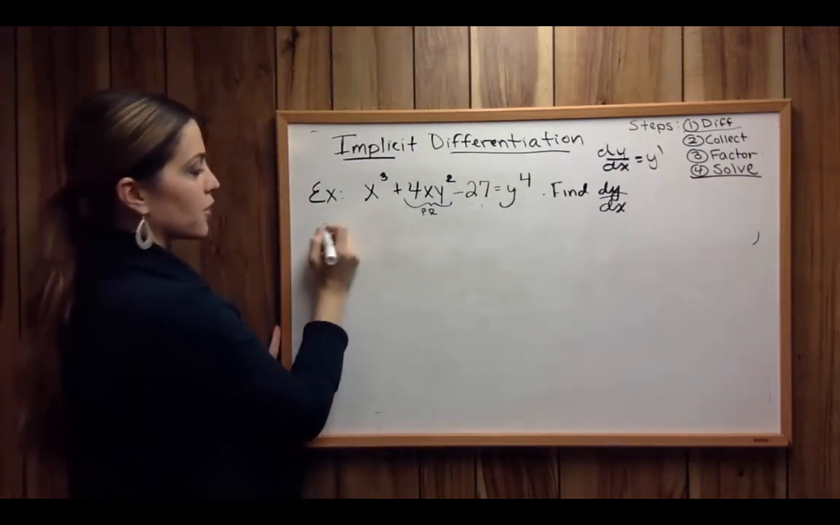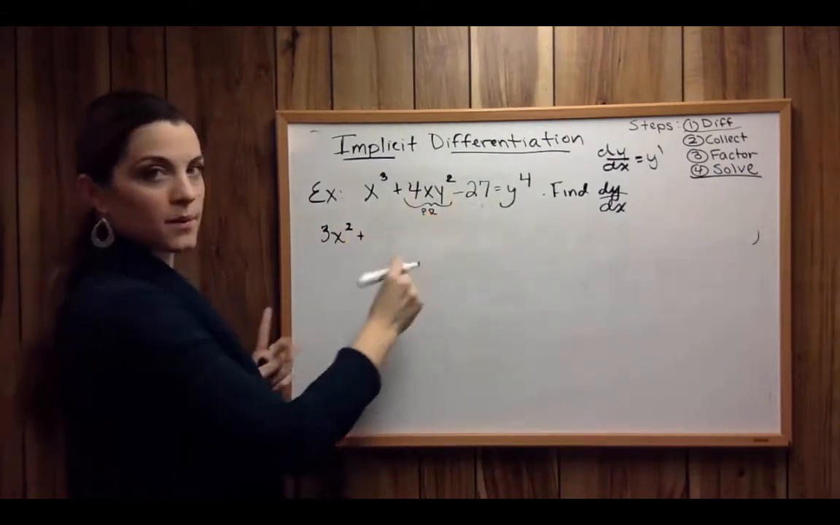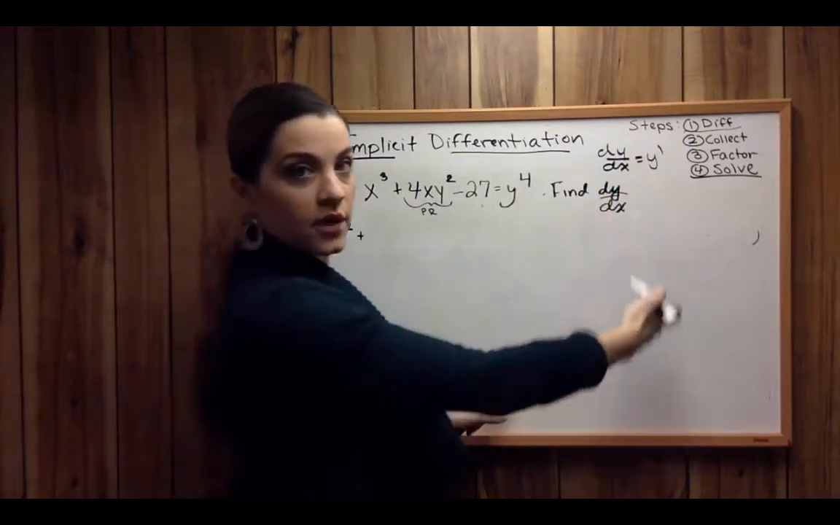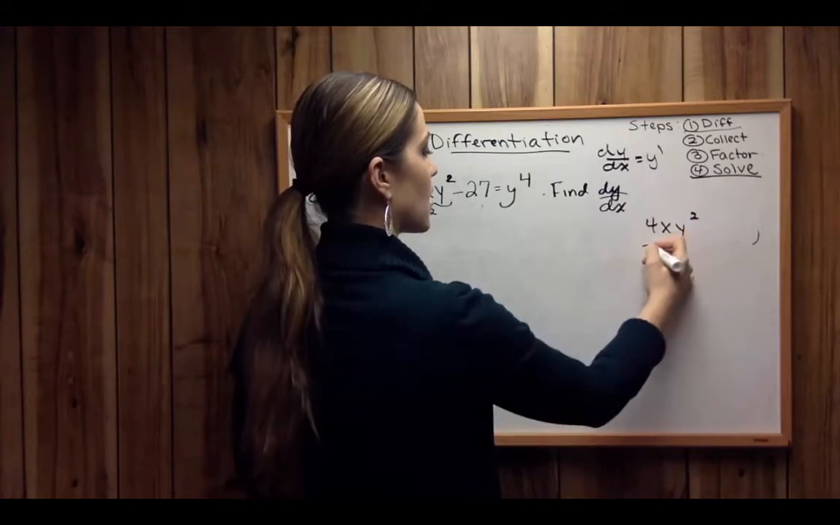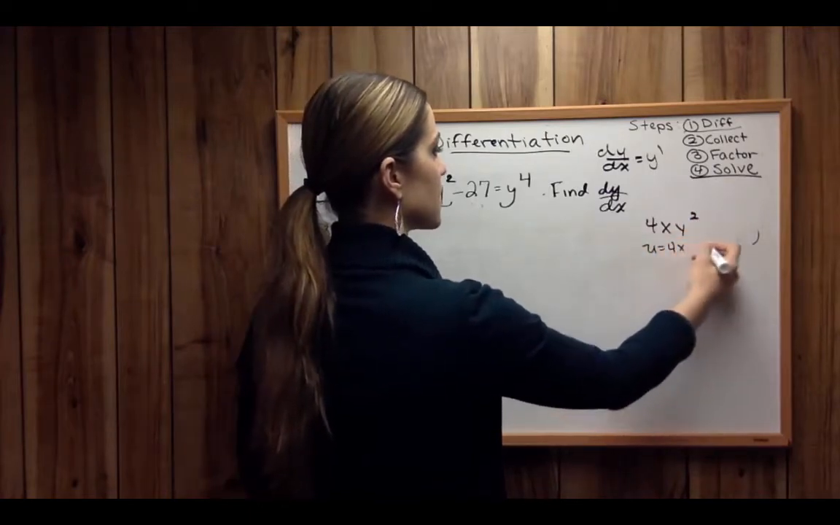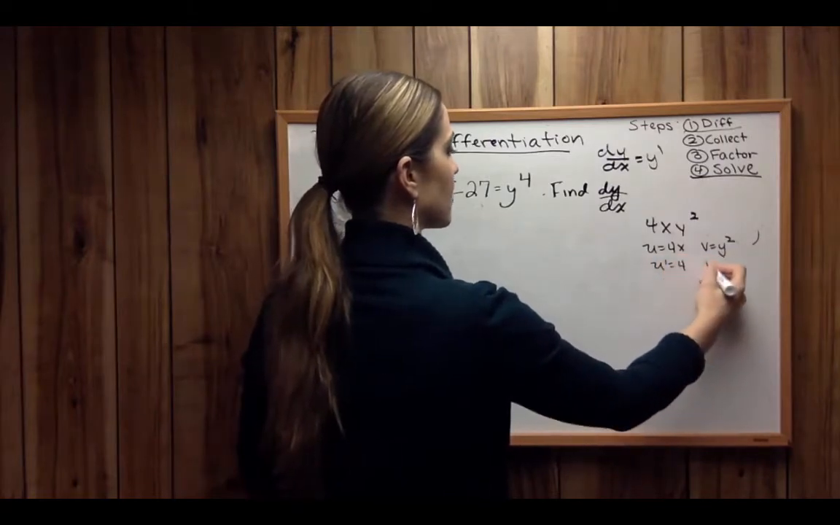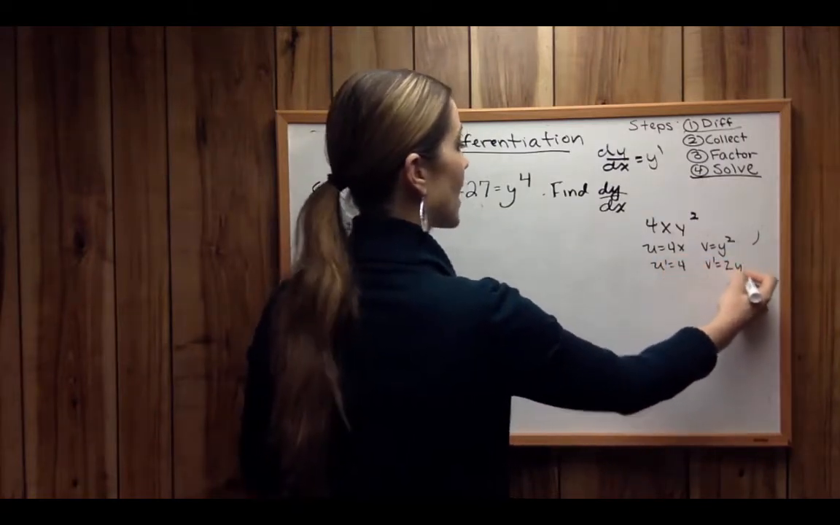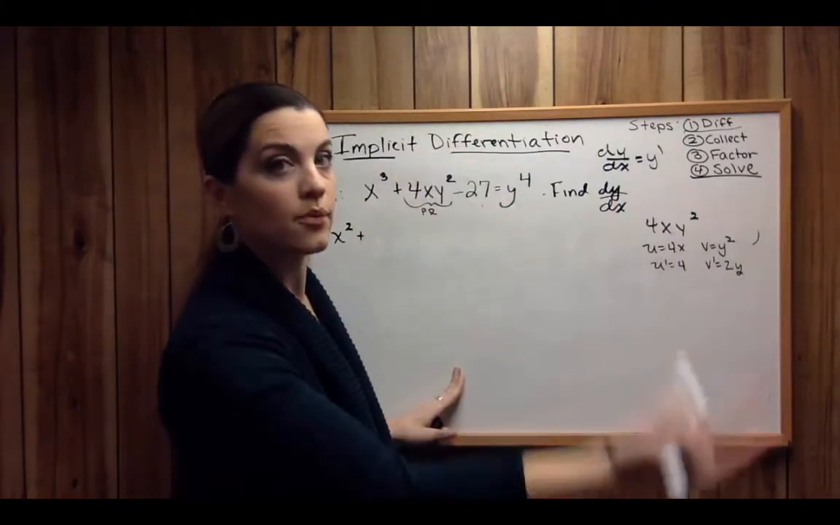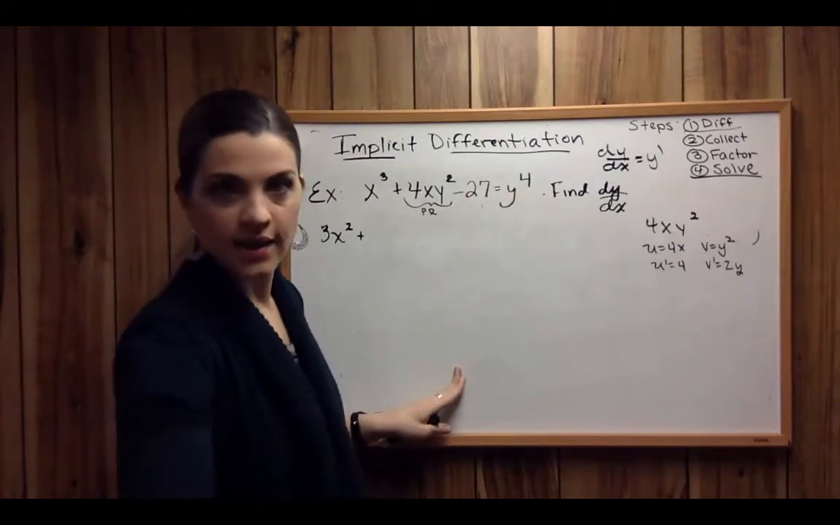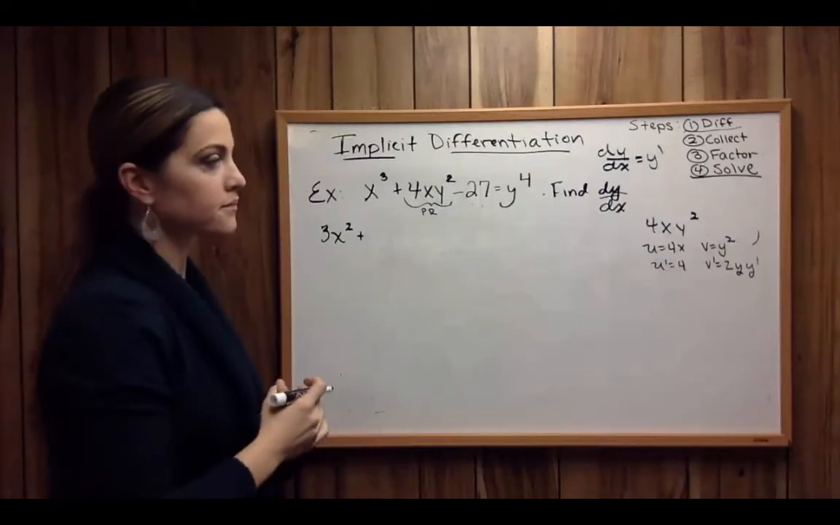The derivative of x to the third is 3x squared. The derivative of 4xy squared, I'm going to bring that to the side. So I'm going to do it right over here. If I have 4xy squared, I'm going to let u be 4x and v be y squared. u prime is 4, v prime is 2y. Remember, we're differentiating with respect to x, right? So it's going to be 2y y prime, or 2y dy/dx. You choose what notation you want to use. I'm going to use y prime.